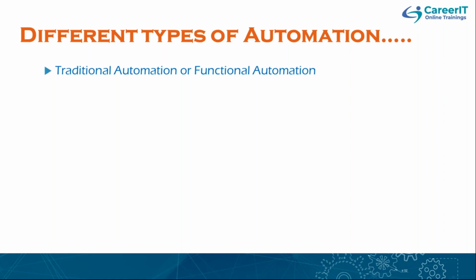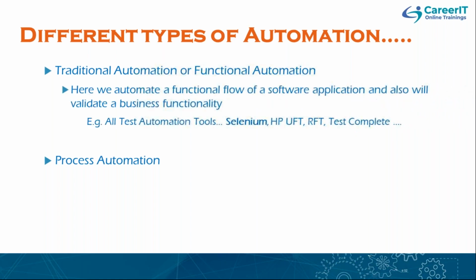One is traditional or functional automation. The other one is process automation. Let's discuss traditional or functional automation. Under traditional functional automation, we automate the functional flow of a software application. Functional flow, in the sense, I just explained one flow, right, the placing an order flow. So we are going to automate this functional flow, and also during this run, we are going to validate the business functionality of an application.